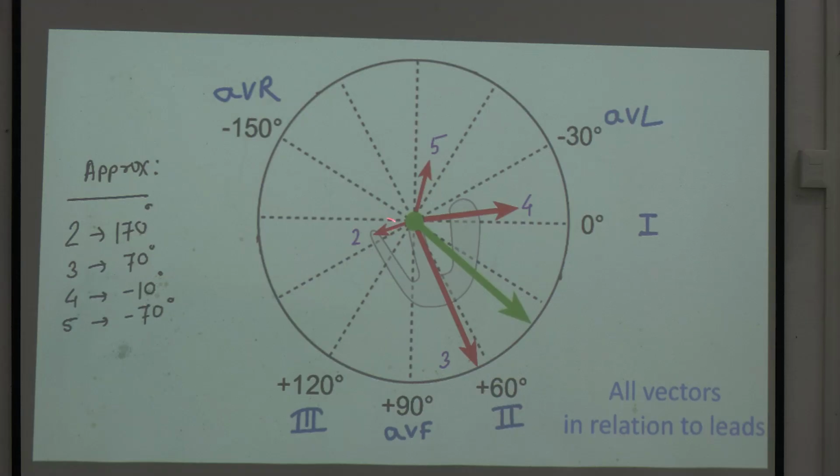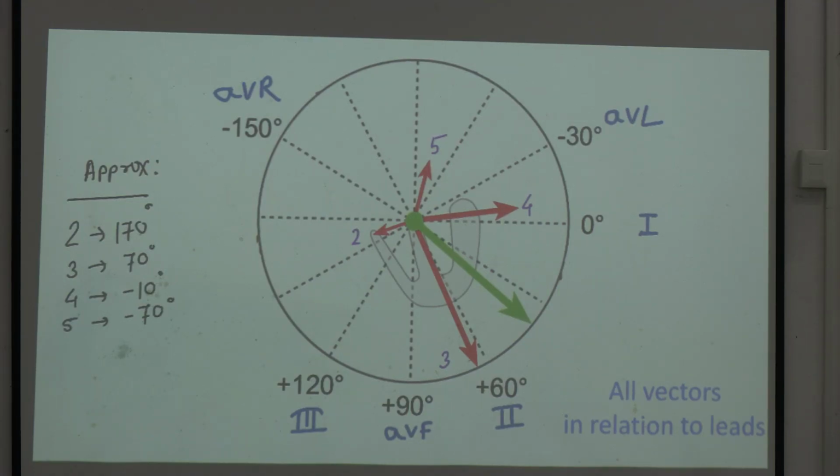Second vector, this septal vector, is 170 degree. Third vector is 70 degree. And fourth vector is minus 10 degree. Fifth vector is minus 70 degree. This is approximate. It may not match in every individual, right? So it is an average normal direction of the vectors.